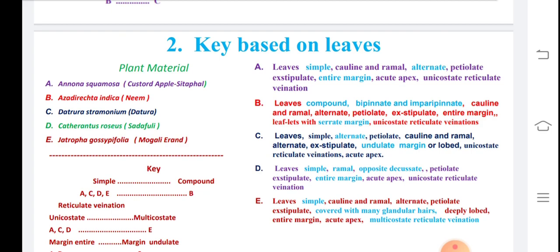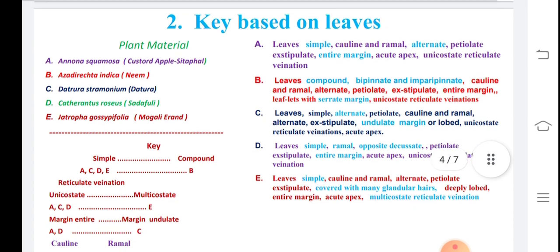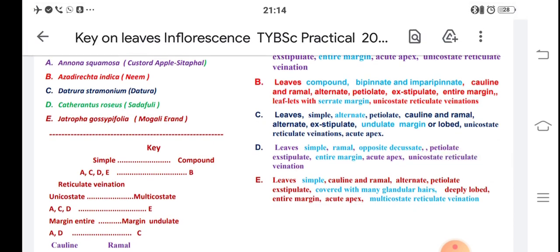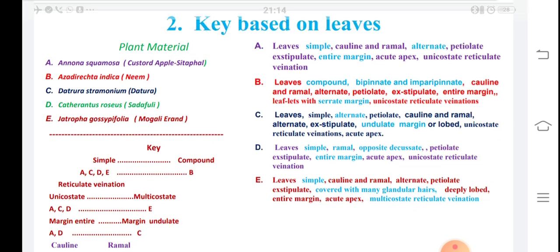And D material Catharanthus, Sadafuli, so leaves simple, ramal, opposite, decussate, petiolate, exstipulate, entire margin, acute apex, and unicostate reticulate venation, right? So I am sending this PPT to your practical classroom. And E material Jatropha gossypifolia, leaves generally simple, cauline, ramal, alternate, petiolate, exstipulate, covered with many glandular hairs. I have colored this blue to highlight.